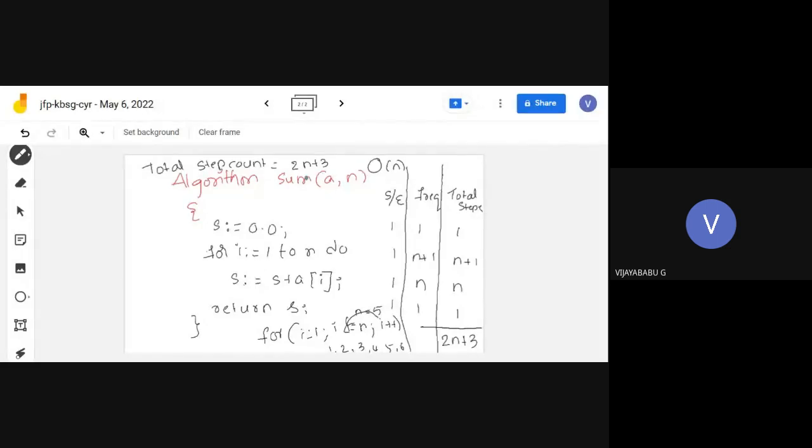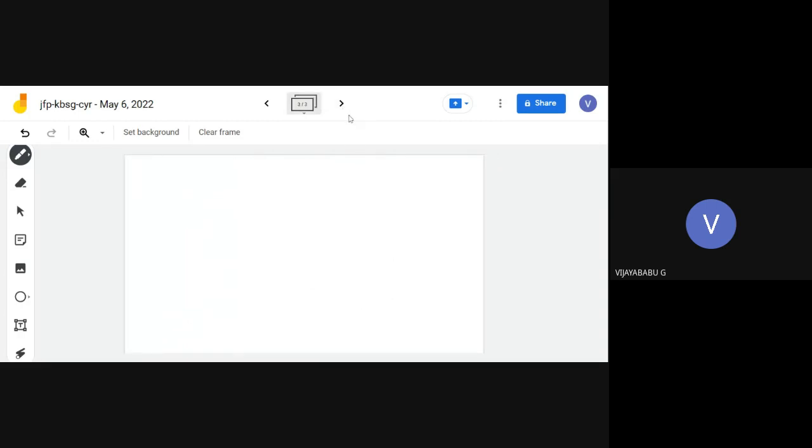But here the step count is conveying that it is 2n plus 3. So by taking the step count, we are going to understand the algorithm is going to execute having multiple instructions, each and every instruction, the frequency of the instruction, and the total number of steps it is going to consider. And finally, it is in the form of 2n plus 3, a polynomial or an expression, whatever it is. So it is order of n. So that is the thing regarding finding out the total step count of the given algorithm.